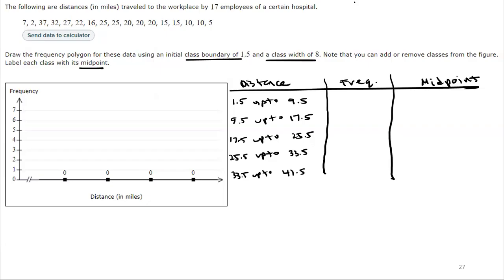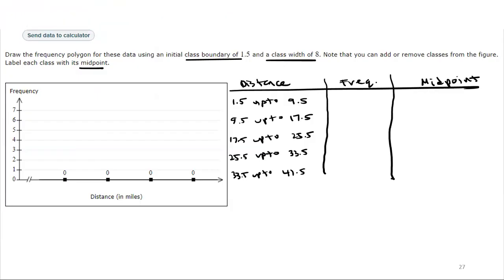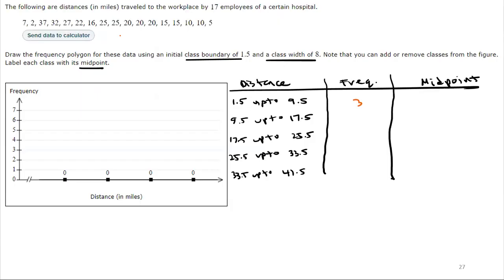Okay. All right. So now we need to count how many times the numbers, the miles, fall within this class width. To save us some time, the first one, in a different color here, is 3. The second one is 5. The third one is 6. The fourth one is 2. And the last one is 1. Okay. All right. So the next part you're going to do yourself. See if you can figure this out.